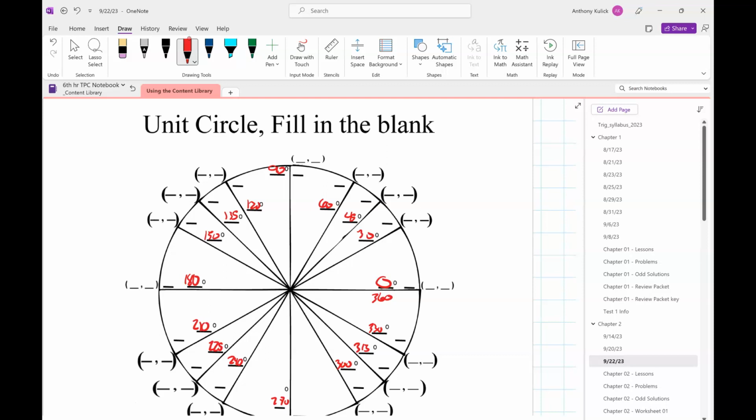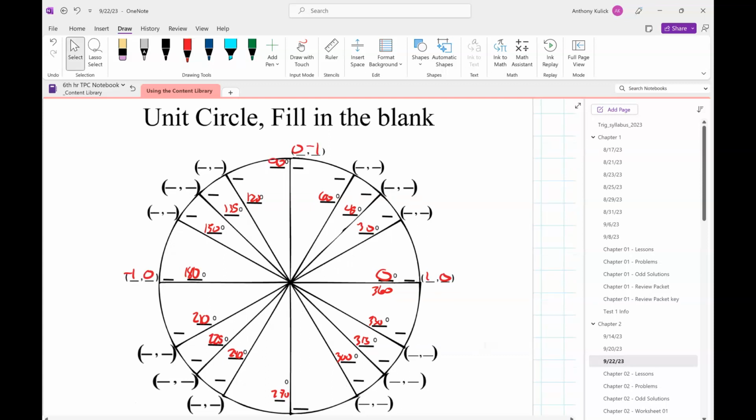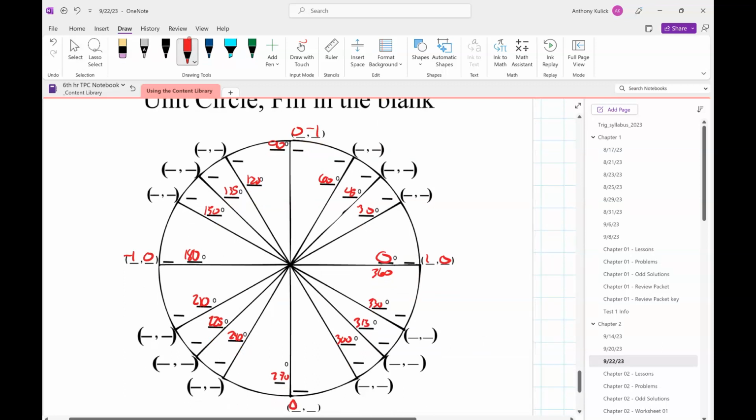Now I'm going to record the coordinates at the point P when that distance from P to the origin is 1. So some of these points are really easy to get, because the radius is the x or the y. So that's easy, right?